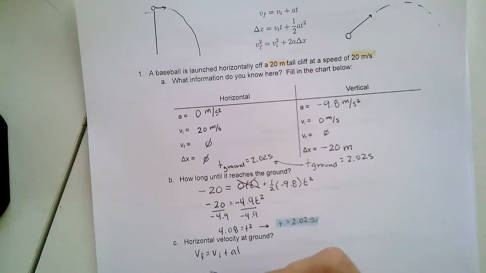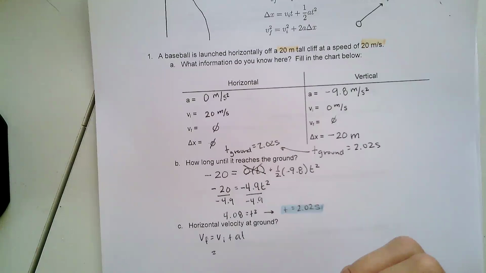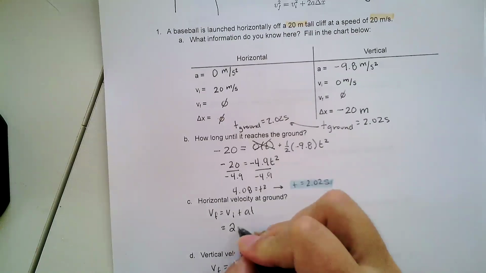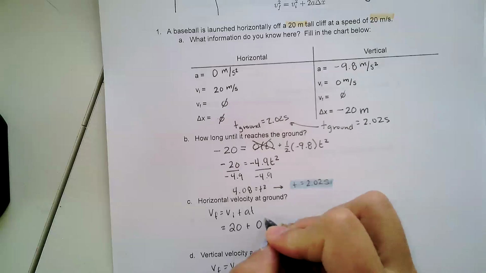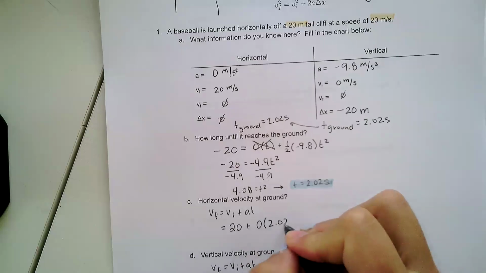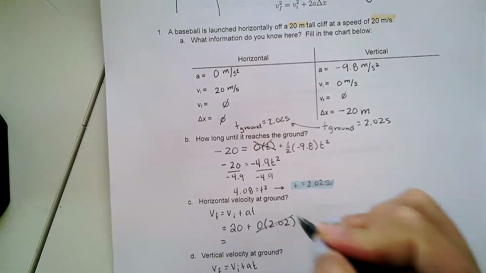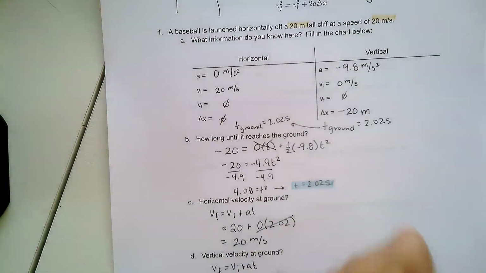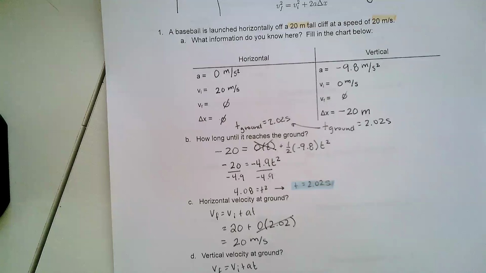All right. For horizontal velocity, remember, we're only going to pick numbers from the horizontal side of that chart. So VI is 20, A is 0, T is 2.02. Since that's 0, we end up with just the same horizontal velocity. This is always going to be the case because there's no forces acting in the horizontal direction. Nothing ever happens to the horizontal velocity. It's very boring. Things really only happen in the vertical direction.